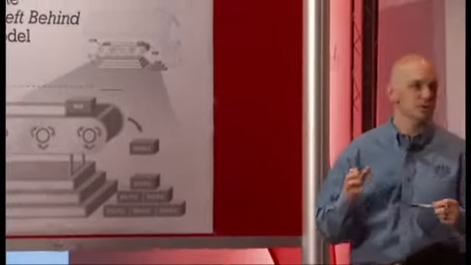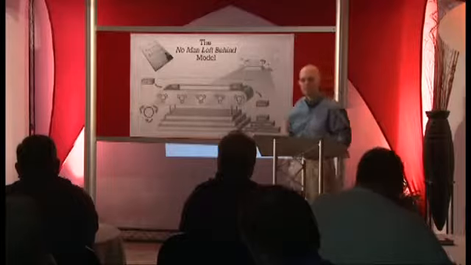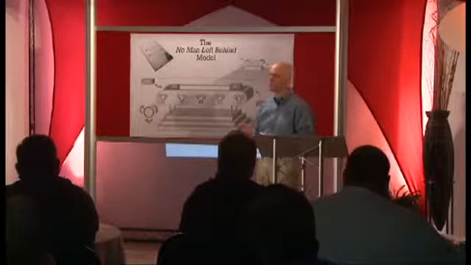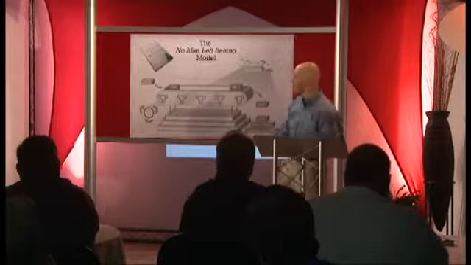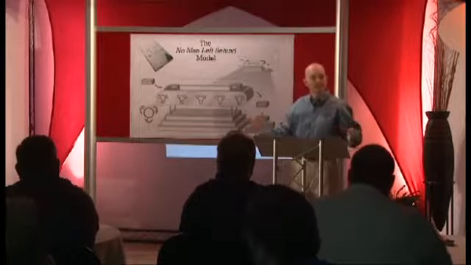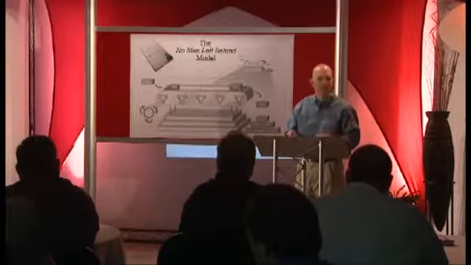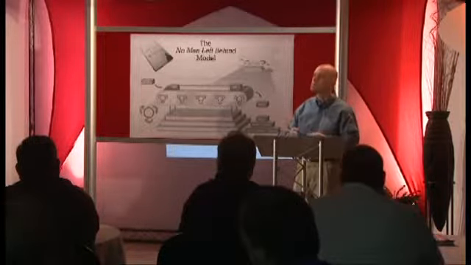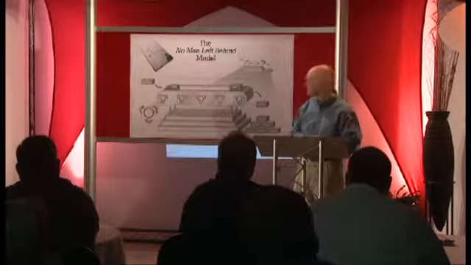The No Man Left Behind model, remember we spoke about in the last course, is the grocery bag. It has all the concepts that you need to have an intentional strategy, an intentional process to disciple the men in your church. And the model gives us a way to take that bag of concepts home with us. It gives us a way to keep all those thoughts organized so that we know what we're doing when we're trying to implement this in our churches.